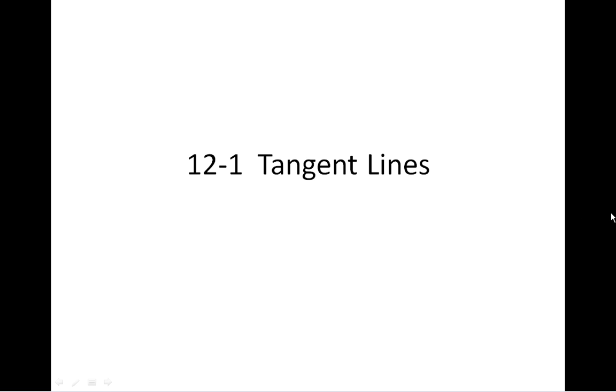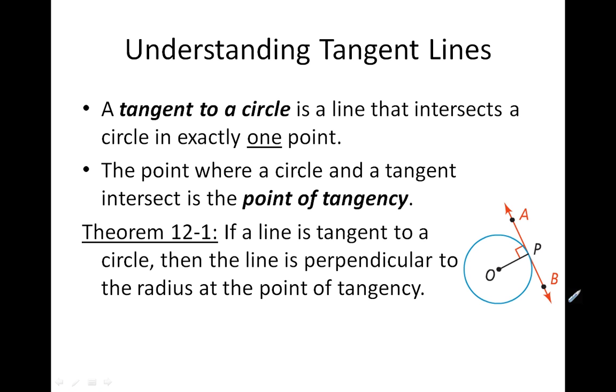Now, a tangent to a circle is a line that intersects the circle in exactly one point. So line AB is tangent to circle O at point P. That's considered the point of tangency where they intersect.